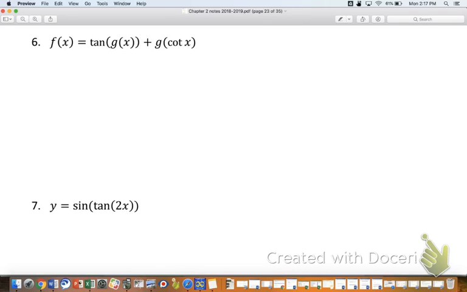Okay, number 6 says find the derivative, right? I think that's sort of the general instructions for this section. And I got a lot going on, right? It says f of x equals tangent of g of x, so that's composite, plus g of cotangent of x. And it never really tells us what the rule for g is. It just names it, g of x. And so we'll see how that goes when we come down to finding its derivative, because we're supposed to find f prime.